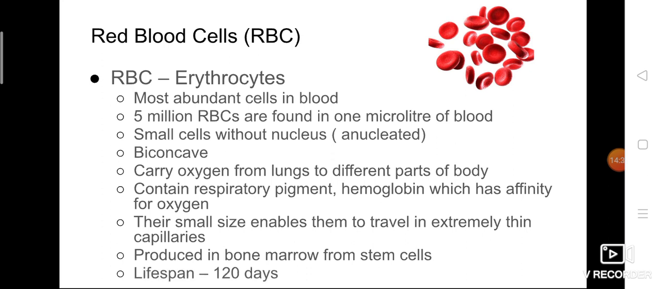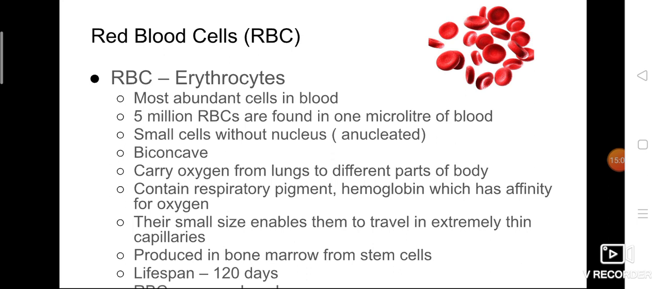Okay. What about the lifetime? That is 120 days. Lifespan means the time that they are able to survive. So they do not live forever. After being produced in the bone marrow, after 120 days, it will die. Then every day new red blood cells will be formed. So every day, after the 120th day, the older cells will die.